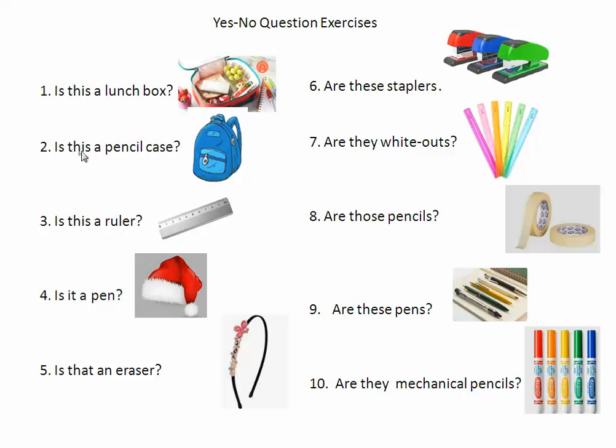Number 2, is this a pencil case? Look at the picture. Number 3, is this a ruler? We have the picture here. Is it a pen? Number 4. Number 5, you have this object. Is that an eraser? Number 6, are these staplers? Number 7, are they whiteouts? Number 8, are those pencils? Number 9, are these pens? Number 10, are they mechanical pencils? Just answer these questions in your English notebook.